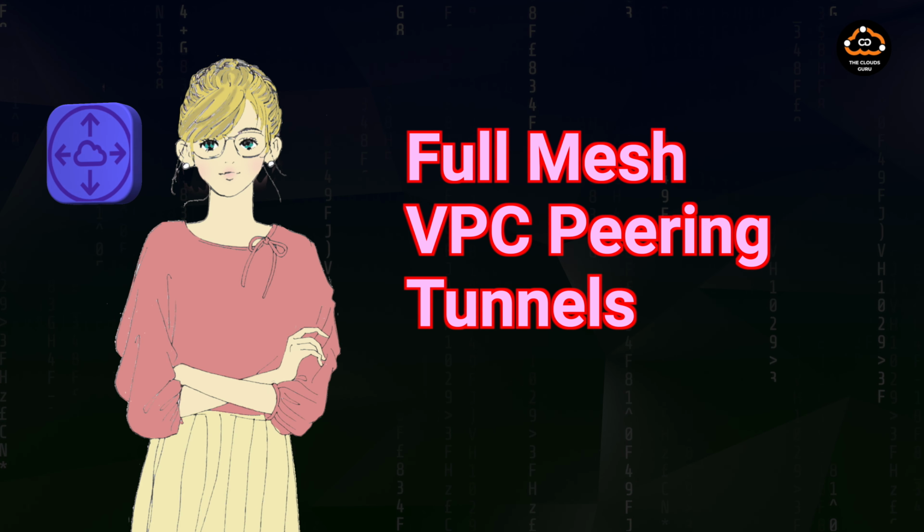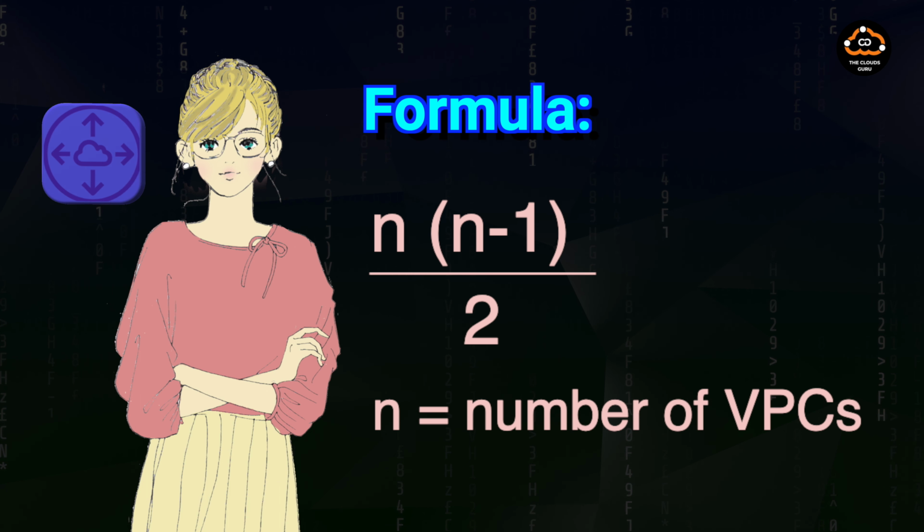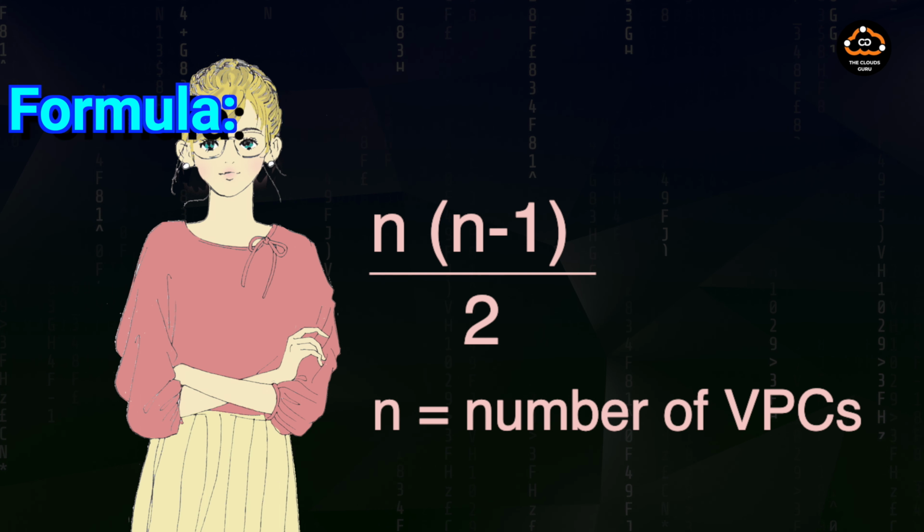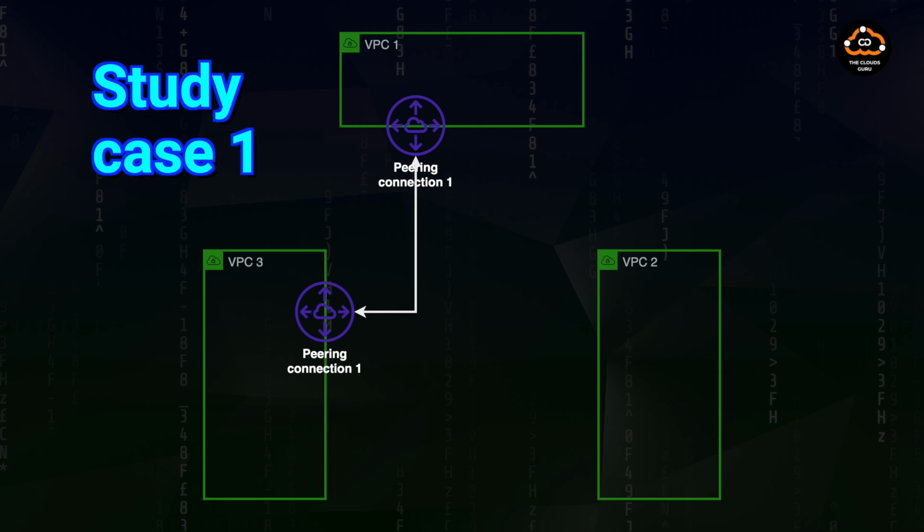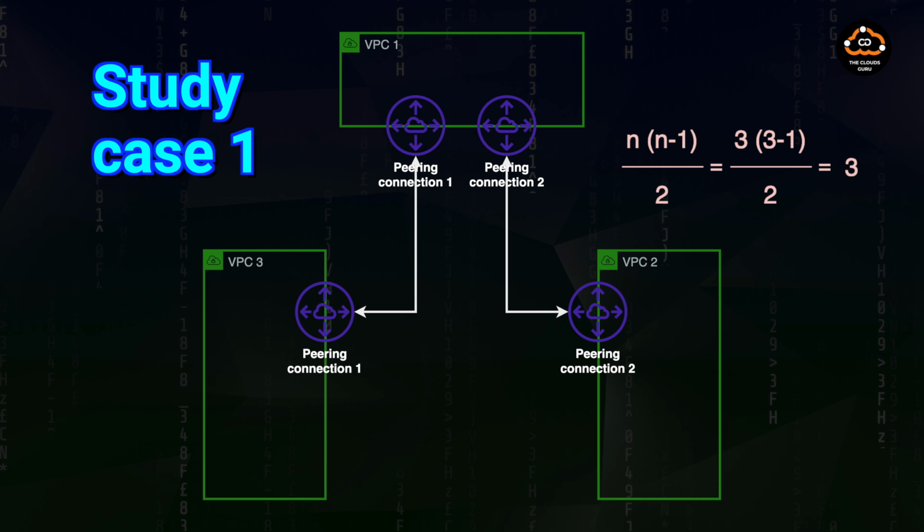Full Mesh VPC Peering Tunnels. A full mesh VPC peering network ensures that every VPC can communicate with every other VPC. The formula to calculate the number of tunnels required is n times n-1 divided by 2, where n is the number of VPCs. Study Case 1. 3 VPCs, 3 peering connection tunnels.